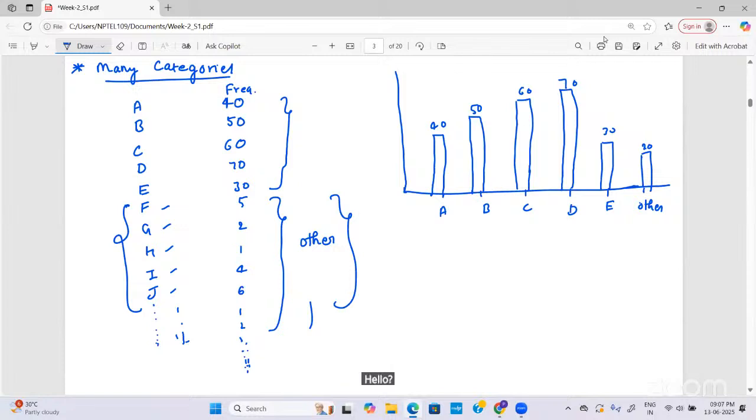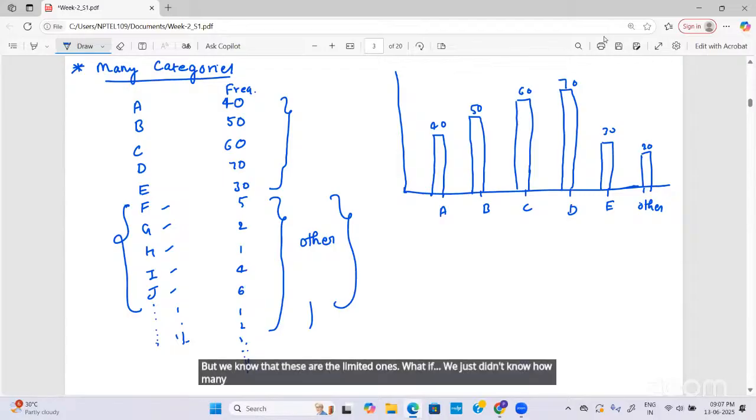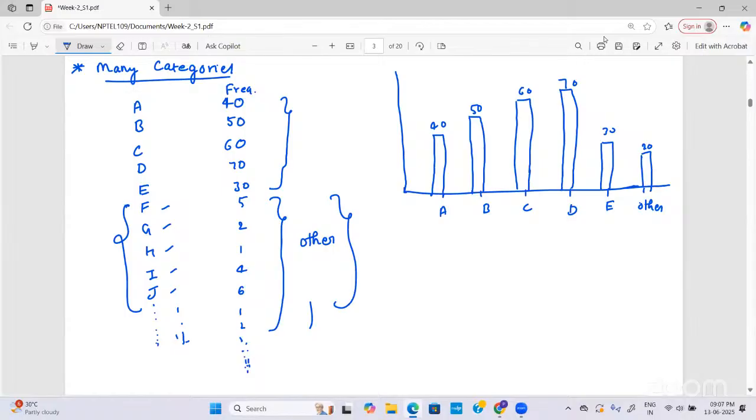Can't we involve the minor ones other than a small pie chart? Ma'am, I have a doubt regarding categories. Ma'am, you said that A, B, C, D, E, or there are many categories, but we know that these are the limited ones. What if we don't know how many categories are there? You will always know how many categories are there. In the question itself, they used to give this much of categories. These are the names of the categories they used to provide for us.